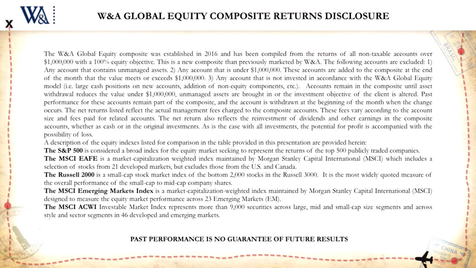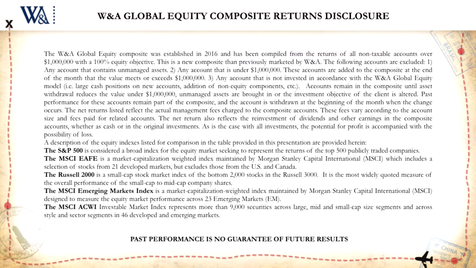The net returns listed reflect the actual management fees charged to the composite accounts. These fees vary according to the account size and fees paid for related accounts. The net return also reflects the reinvestment of dividends and other earnings in the composite accounts, whether as cash or in the original investments. As is the case with all investments, the potential for profit is accompanied with the possibility of loss. A description of the equity indexes listed for comparison in the table provided in the presentation are provided herein.